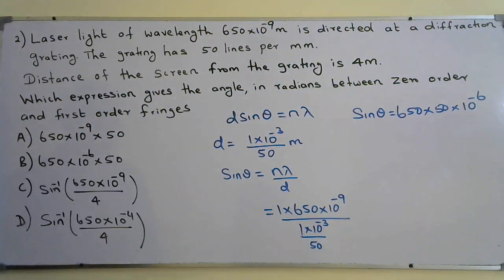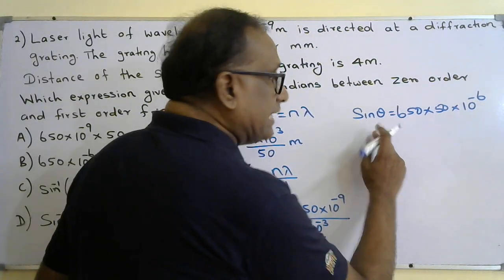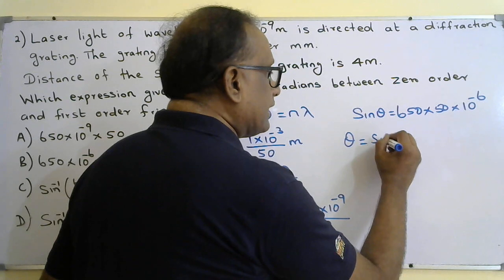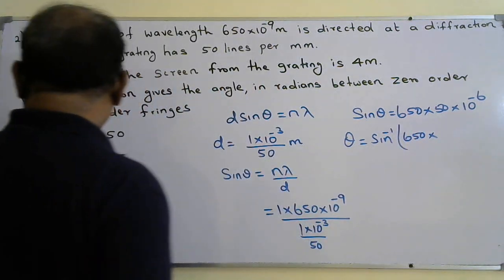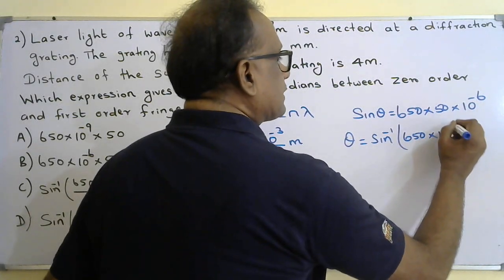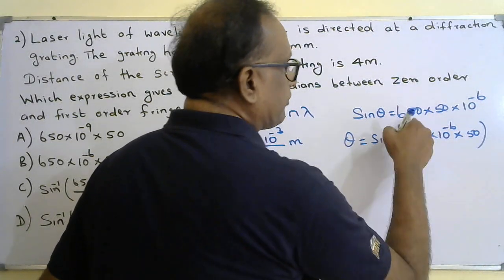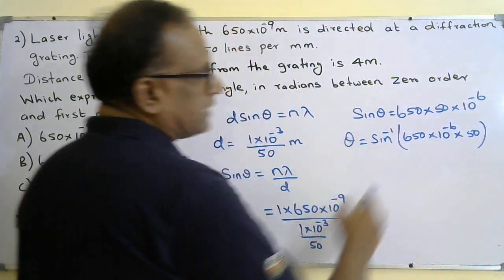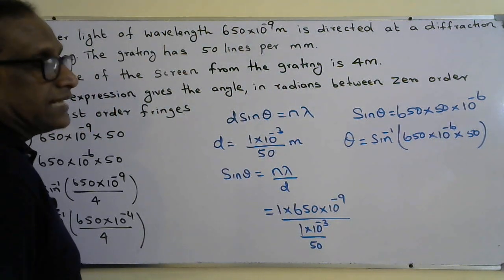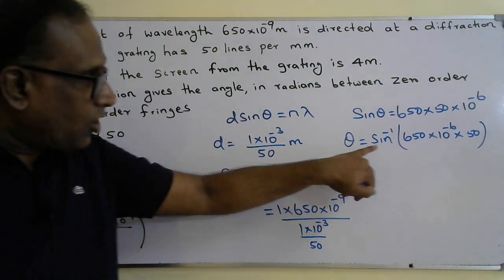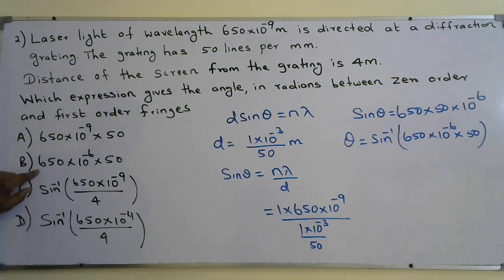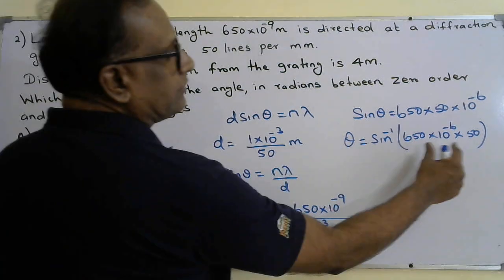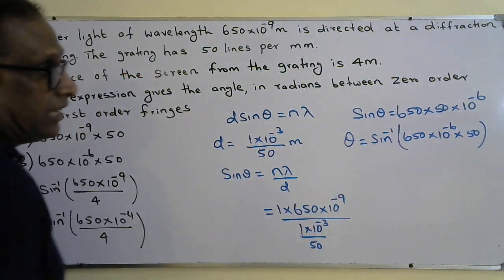The answers are not given like that. They give expressions, so there should be an answer like theta equals sine inverse of 650 into 10 to the power minus 6 into 50. If they give an answer like this, we can say that's the answer. The answer should be in this format, sine inverse of this much. But there's no such answer with sine inverse, though you can see the same number that is inside the sine inverse is there. The reason, solve it and see.